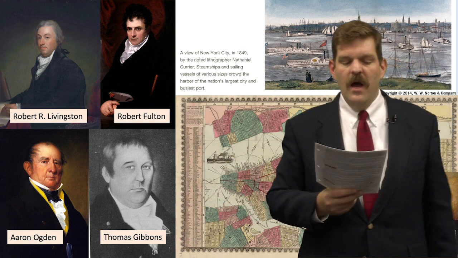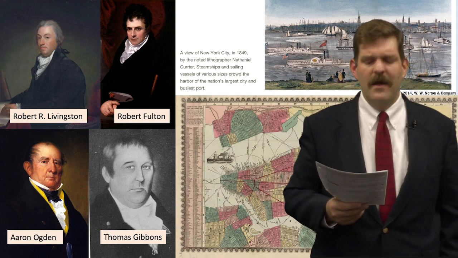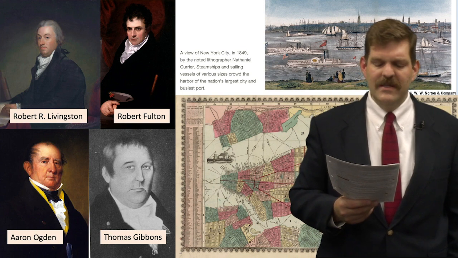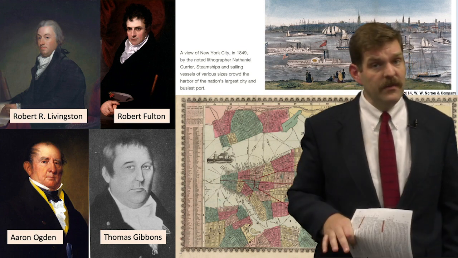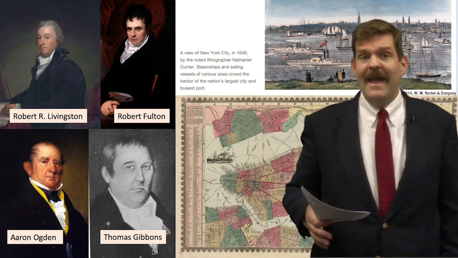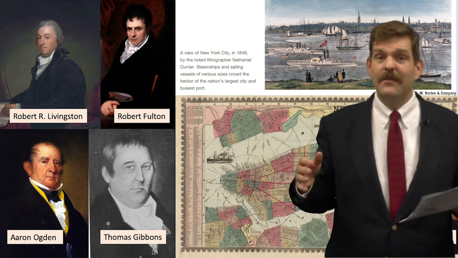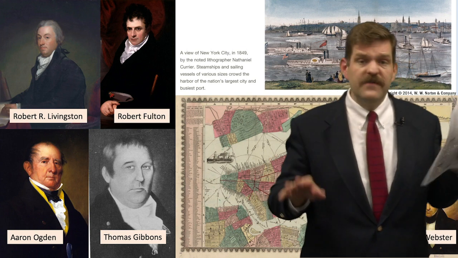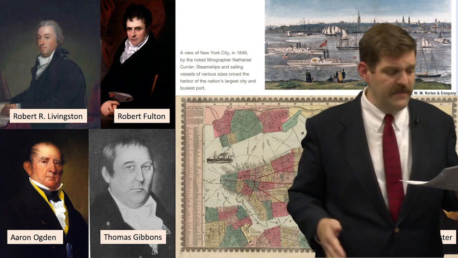The New Jersey governor, Aaron Ogden, tried to defy that monopoly, but he ultimately purchased a license from the Livingston and Fulton assignees in 1815. So at first he wanted to break the monopoly, but in 1815 he couldn't, so he bought into their system. And they entered the business with Thomas Gibbons from Georgia. So Gibbons versus Ogden, remember those names. This is one of those great Supreme Court challenges that you'll be expected to know about.